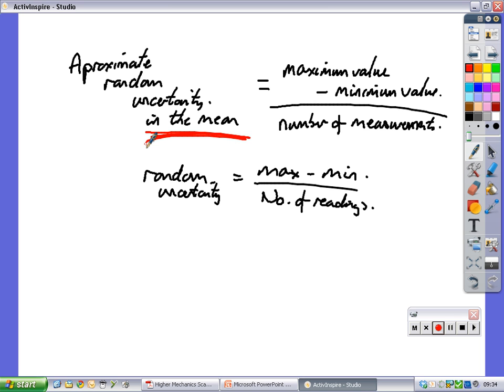And you're actually given that in your data book. Random uncertainty equals max value minus min value over number of values. So it says in your data book. So you have this in your data book. This one here. Okay? Right. One more thing.